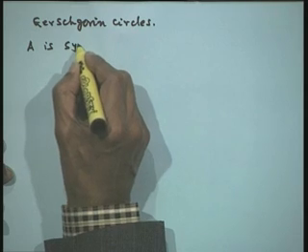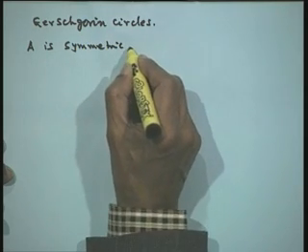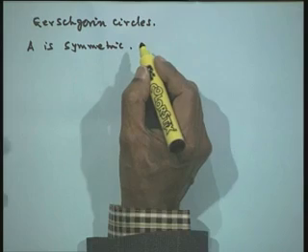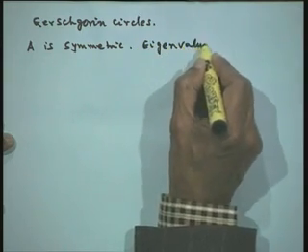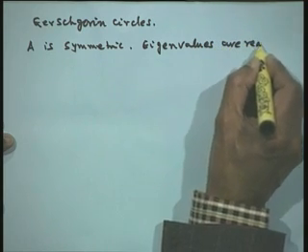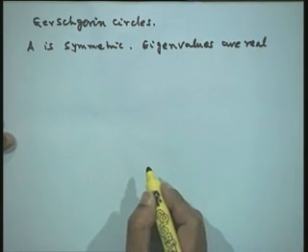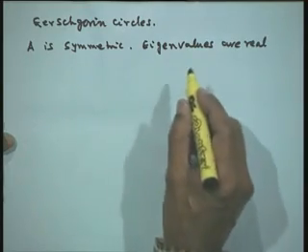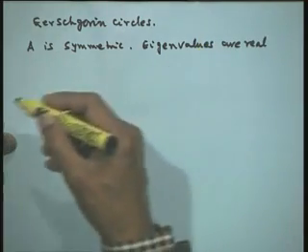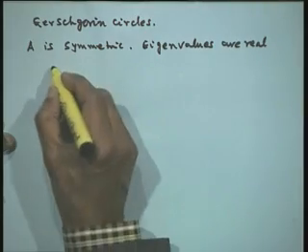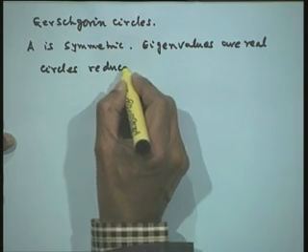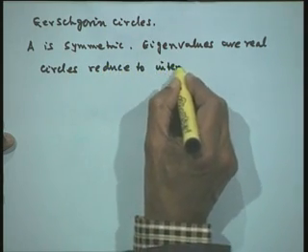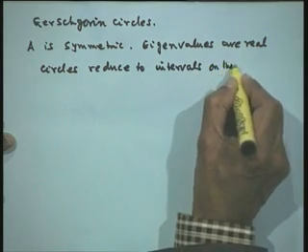But a particular case is when A is symmetric. When A is symmetric, the eigenvalues are no longer complex, they are all real. So we know that the eigenvalues are real. Therefore, these bounds would no longer be circles, they will be simply intervals on the real line. Therefore, the circles reduce to intervals on the real line.